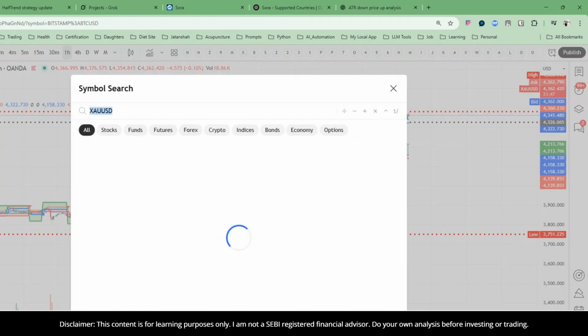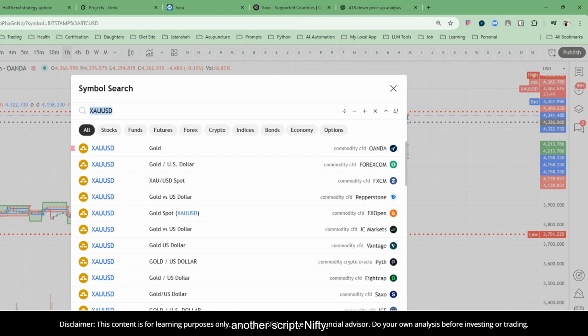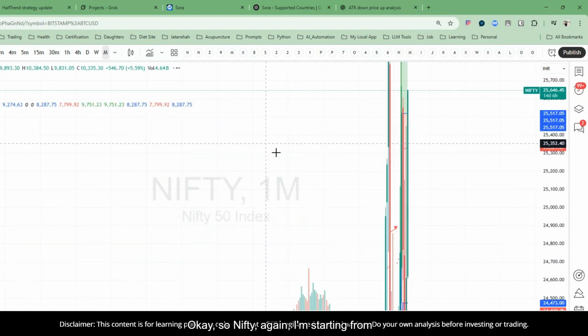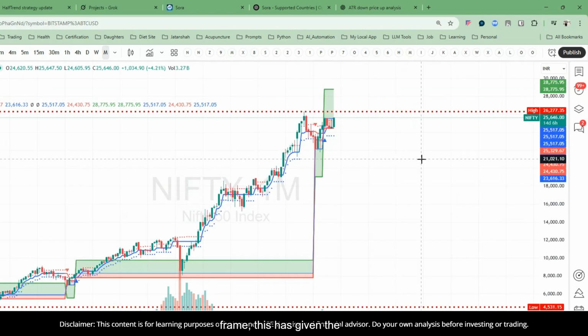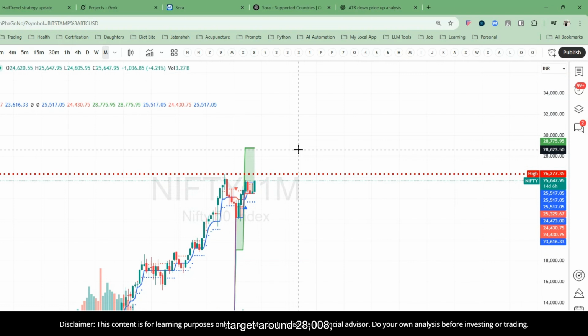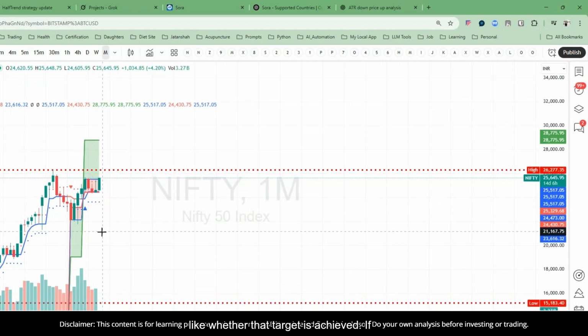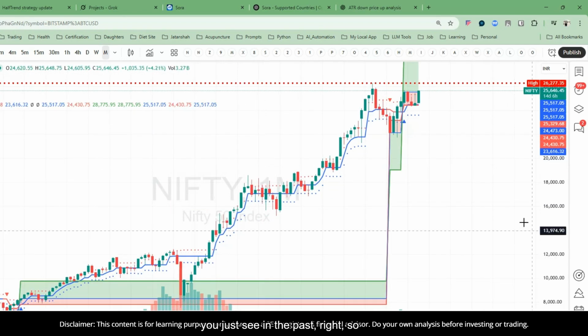Okay, so let me open another script, Nifty. Again I'm starting from the monthly time frame. In the monthly time frame, it has given a target around 28,817. In the future, you will see whether that target is achieved. If you just look at the past, right?